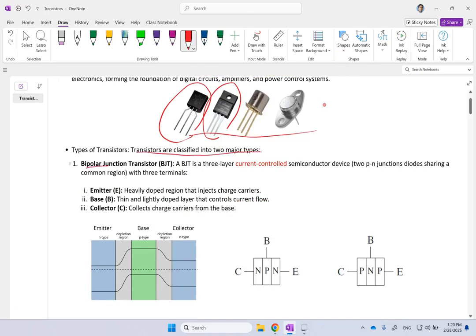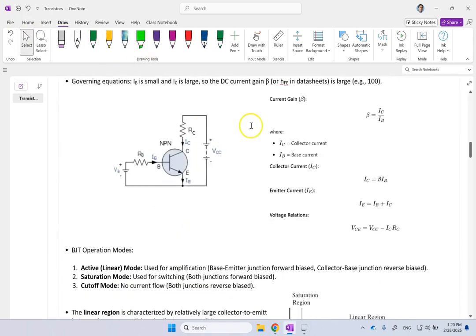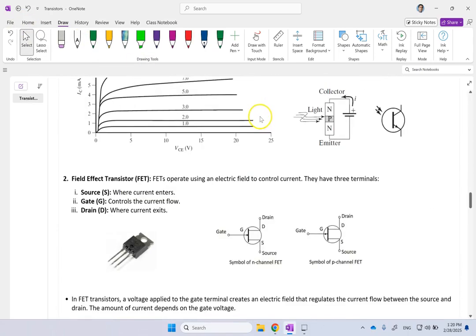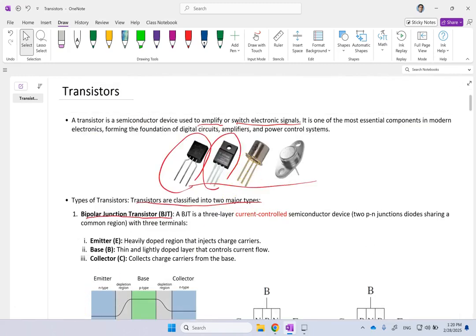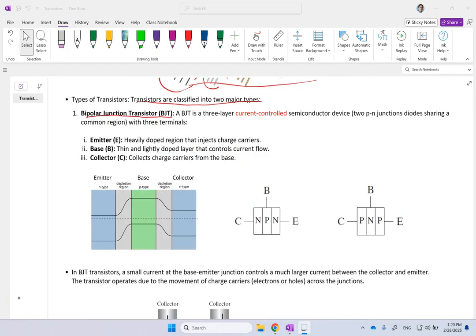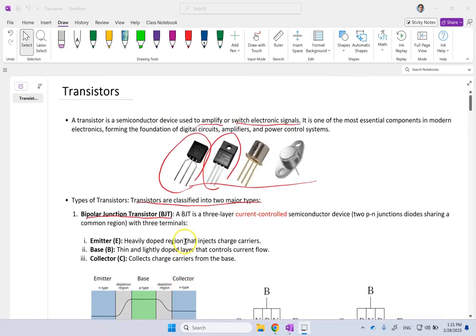One group is called the bipolar junction transistor, or BJT, and the next group is called the field effect transistor, or FET. So BJT and FET are the two major transistors. First, let's look at BJTs, the class that is very common and used a lot. They are a three-layer semiconductor. You may hear people say NPN or PNP transistor. What is that? Let's take a look.